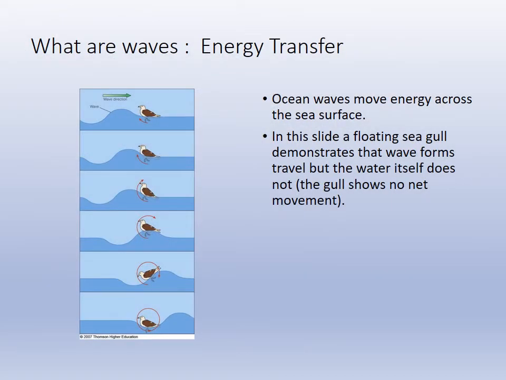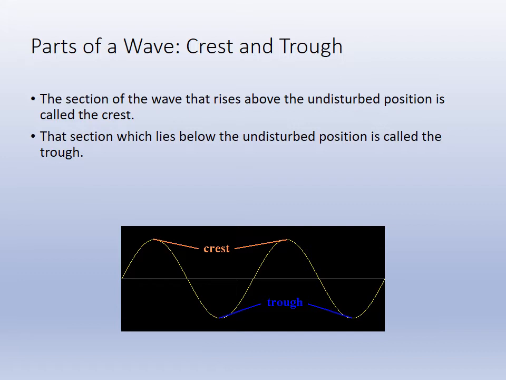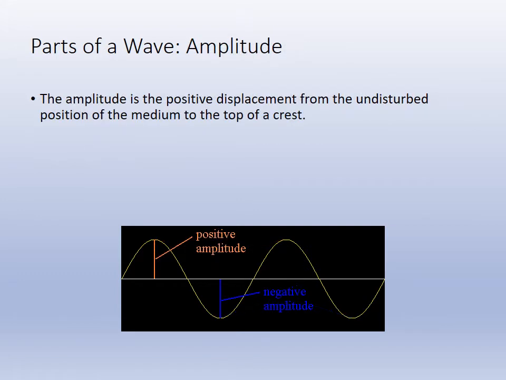To begin, waves transfer energy. A water wave moves in an orbital motion, so there's no net displacement of the water as energy travels through it. When you look at a wave, the crest is the high point and the trough is the low point. The amplitude is the height of a wave. Amplitude can be positive or negative, and the baseline is the resting state.